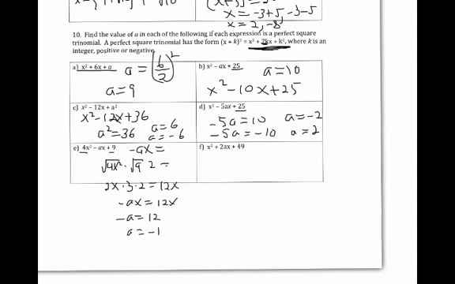and a is equal to negative 12. For f, again, we know the last term is 49. We take the square root of that, get 7. So that means 2a, the middle coefficient, has to be double 7, or 14. So 2a is equal to 14, and a is equal to 7.